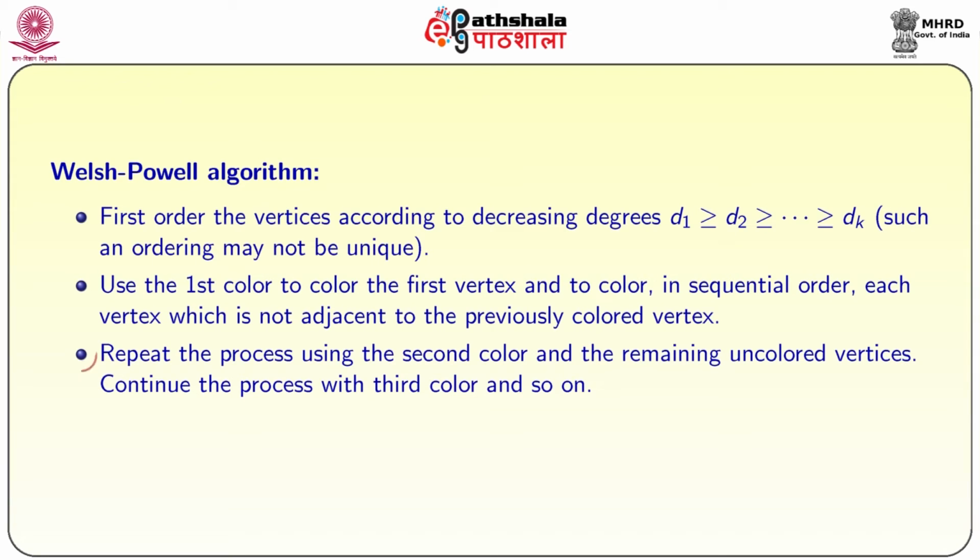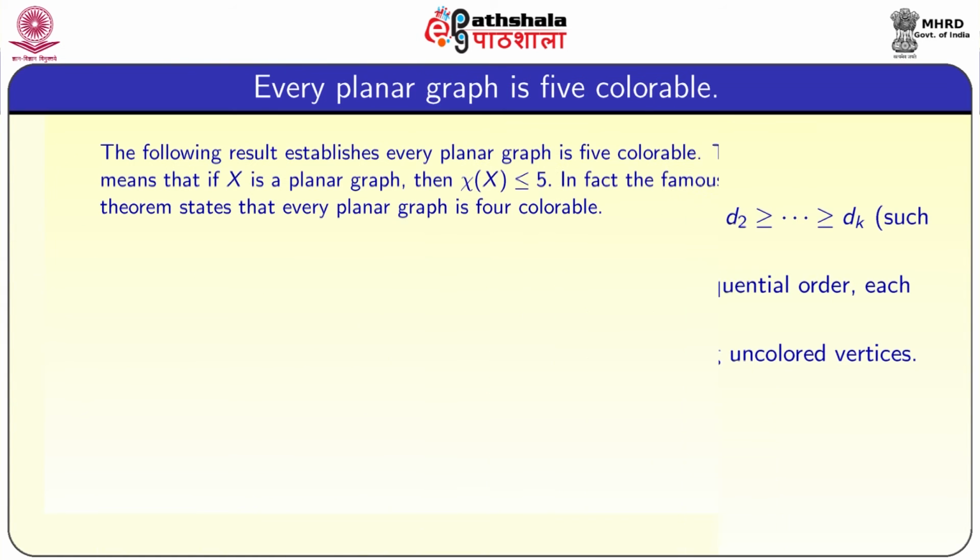Repeat the process using the second color and the remaining uncolored vertices. Continue the process with the third color and so on. The Welch-Powell algorithm is a greedy algorithm used to color the vertices. It may not be optimal, but it is one of the algorithms.